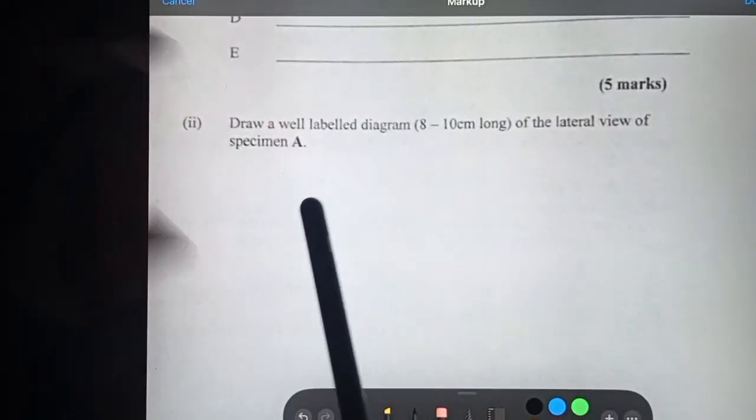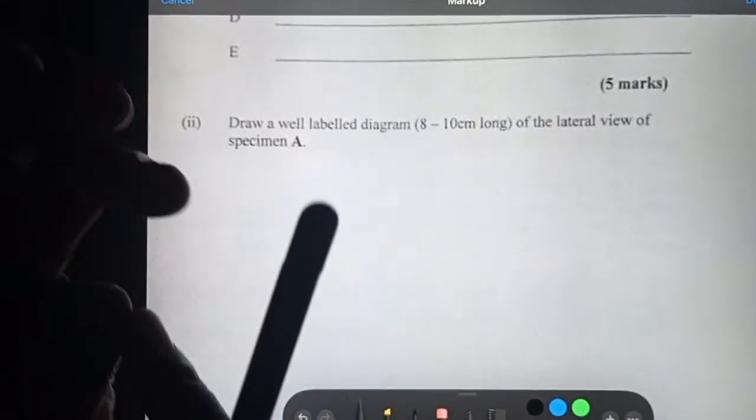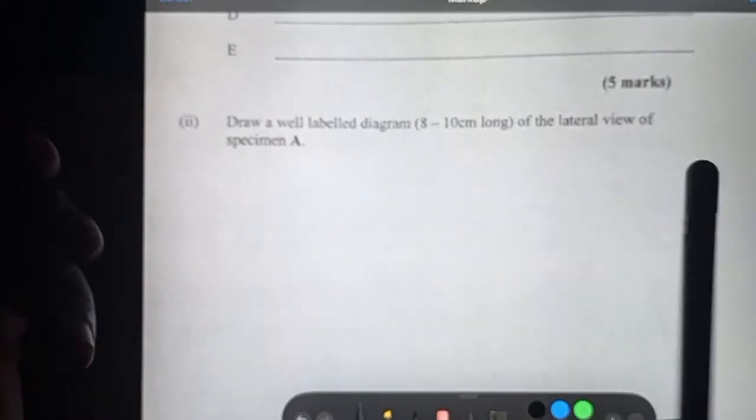8 to 10 means if you draw 8, it is accepted, 8 cm is accepted. If you draw 6, it is not accepted. If you draw 7, it is accepted. If you draw 9, it is accepted. If you draw 10, it is accepted.